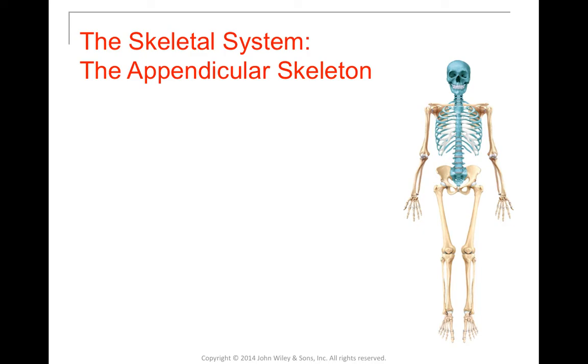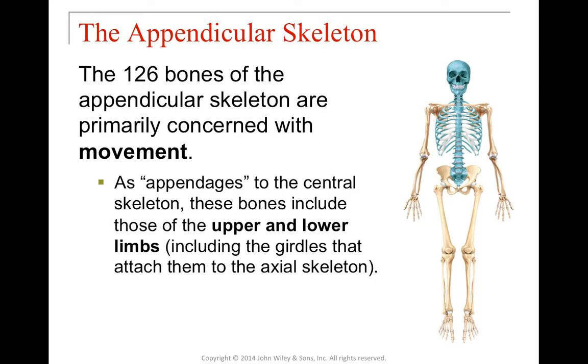Today we're going to be taking a look at the appendicular skeleton. This is going to be the second part of our skeletal system lecture series. It's going to be Unit 8 for those of you that are paying attention to where the files are located in Canvas. So we have 126 bones in the appendicular skeleton. And as you may know, we just went over the axial skeleton in our last lecture.